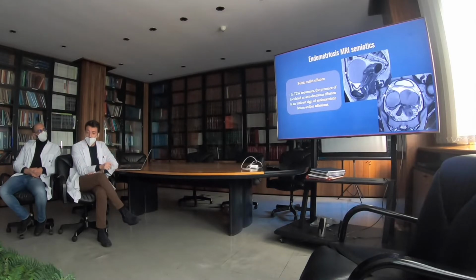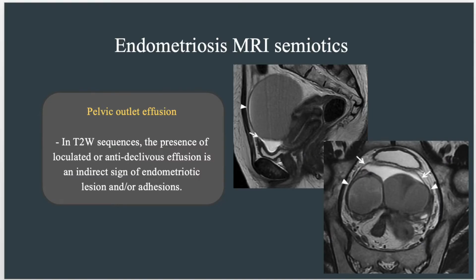All these lesions have in common one indirect sign, the loculated anechoic effusion, that if we see it in a T2 sequence, we can suspect the presence, for example, of an adhesion. And in the image on the right, we can see a case of a loculated effusion anteriorly above the two ovaries.